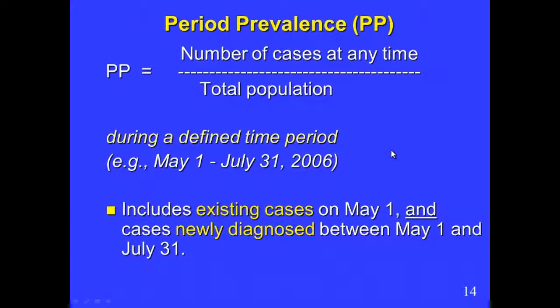So period prevalence refers to the number of cases at any time during a defined time period over the total population during that time period. So you may, for the total population during that time period, take the midpoint population, or you might take the average of the population at the beginning and the end of the time period. And period prevalence includes cases that were existing at the very beginning of that time period, and cases that were newly diagnosed between the beginning and the end of that time period, which you always have to define.